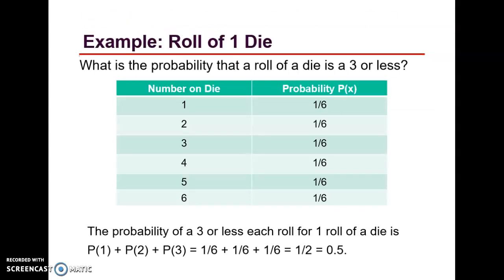So here's the example with the die. We are interested in the probability this time that the roll of a die is a 3 or less. What can actually happen when you roll the die? You can get a 1, 1/6 at a time, 2, 1/6 at a time, and so on, up to a 6, 1/6 at a time. So capital X means you can get 1 through 6. If you look at these probabilities and you add them up, each one is 1/6, and there's 6 of them, so you get a total of 1. And each of the probabilities itself, like the probability of getting a 1 when you roll it, or the probability of getting a 4 when you roll it, is between 0 and 1 inclusive.